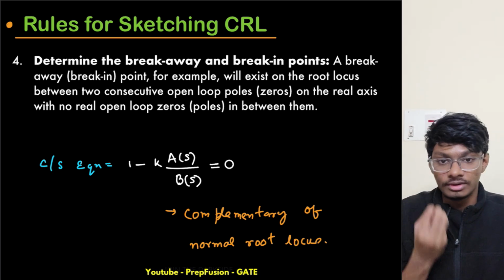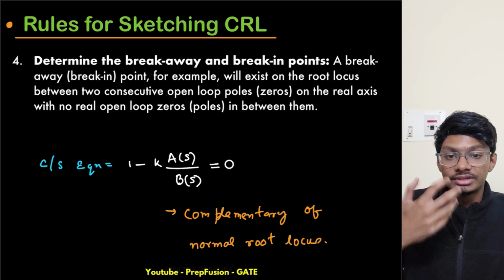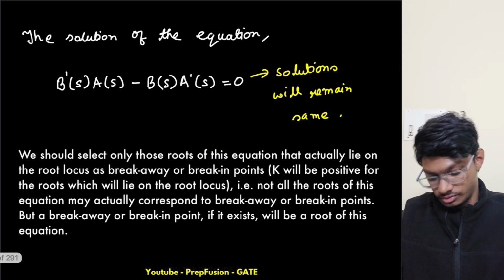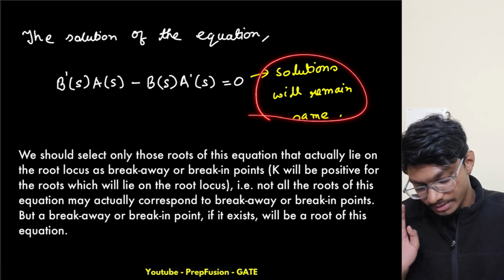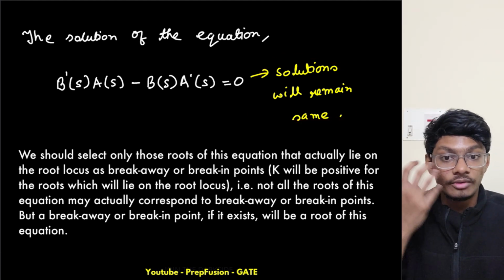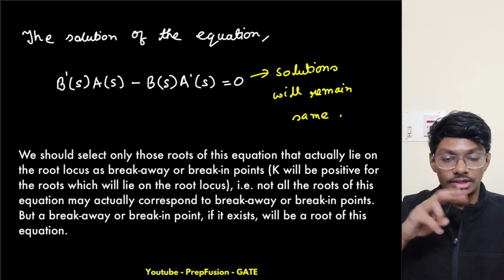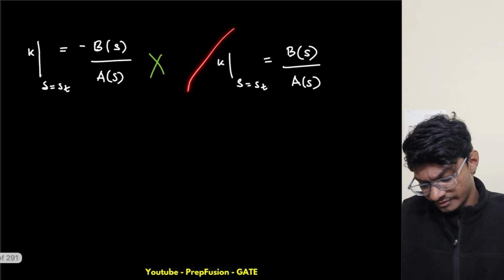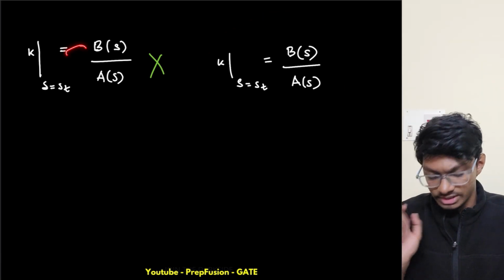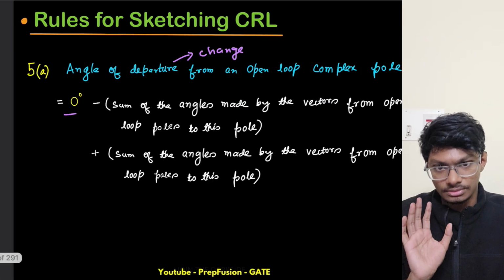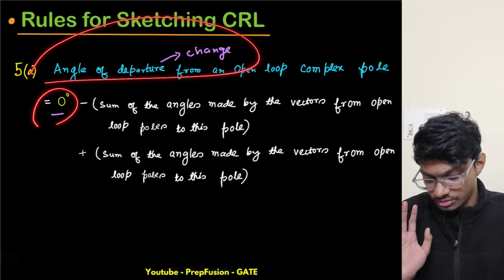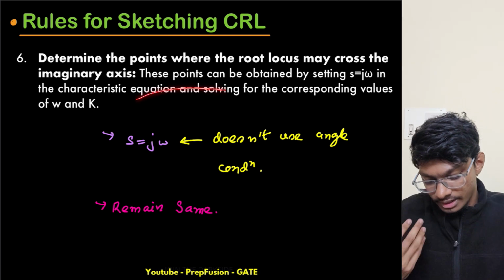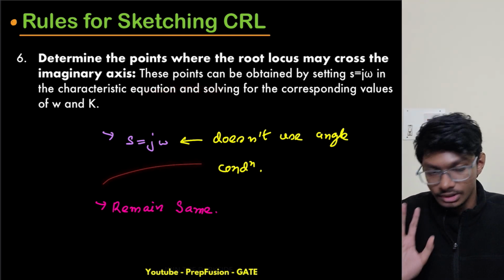So from here you can understand that everything on the real axis becomes the complement of my actual root locus. The solutions are the same, but which solutions I take and leave will flip. And for the value of k, just be careful: this time it is not minus b upon a, it is plus b upon a. So angle of departure will also change. Instead of 180, I will put 0. Determining where the root locus may cross the imaginary axis won't change.